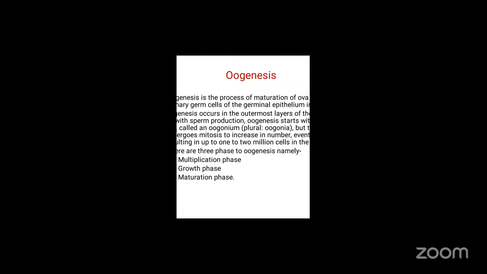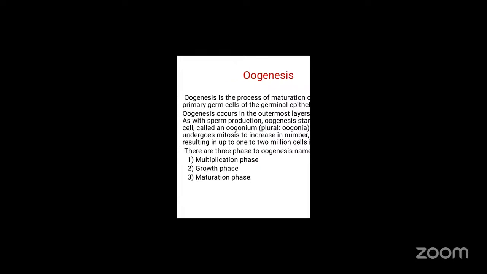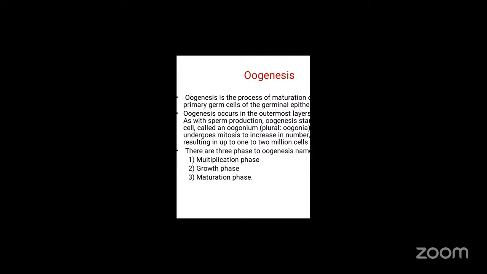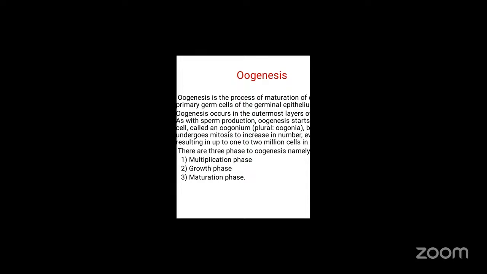Here these primary germ cells play a very significant role. They are actually undifferentiated cells. You can also call them stem cells. They undergo maturation and then give rise to the ova or the eggs. So oogenesis is the same thing as we have seen for spermatogenesis. It is a process of maturation of the primary germ cells present in the germinal epithelium of the ovary. Oogenesis occurs in the outermost layers of the ovaries, whereas spermatogenesis occurs in the wall of the seminiferous tubules.